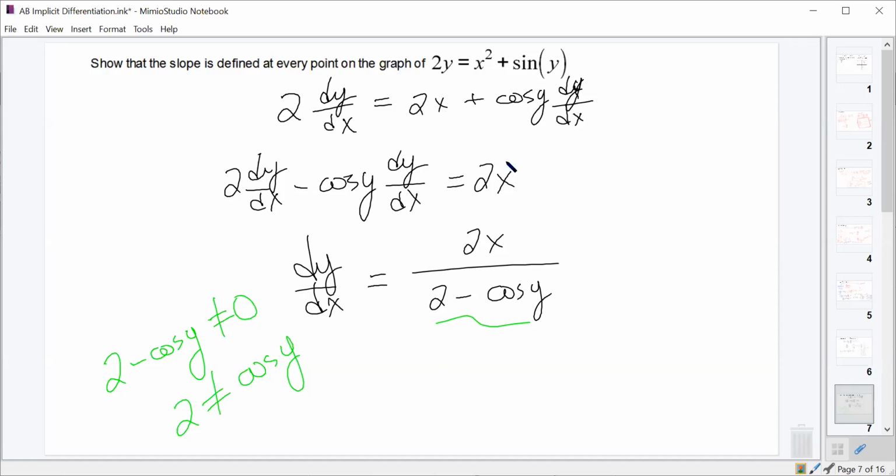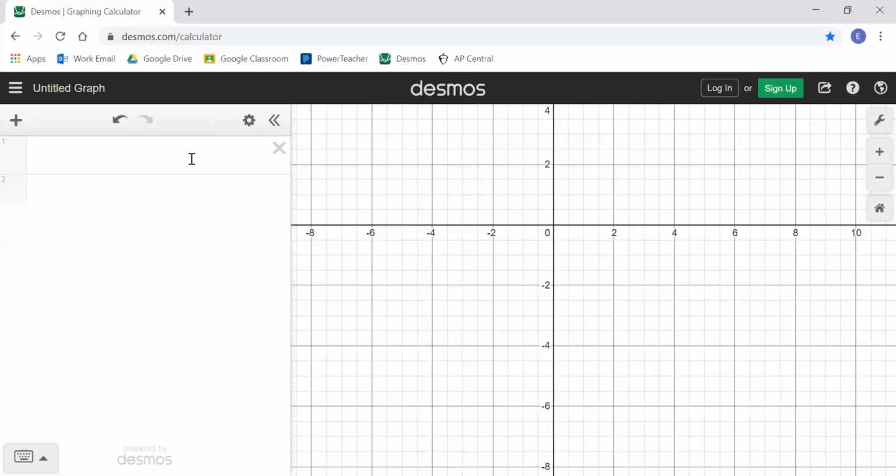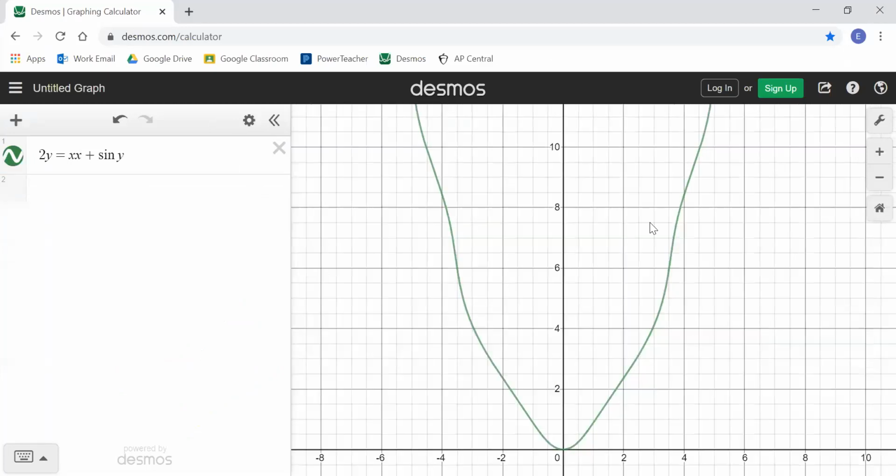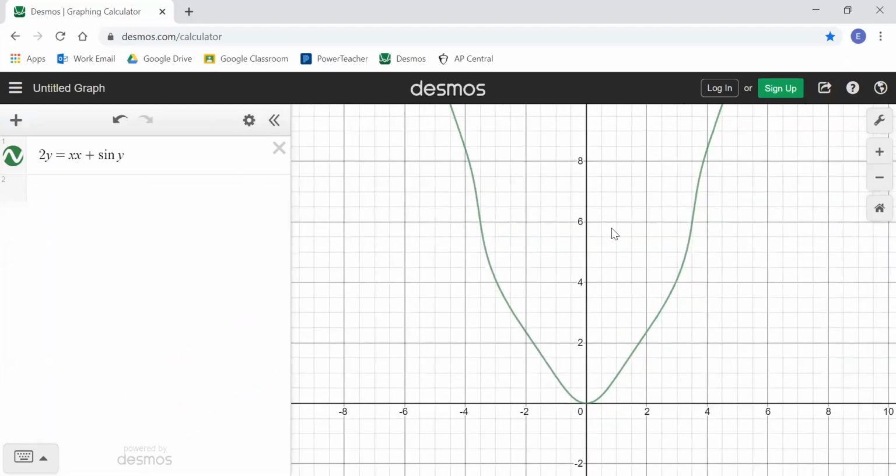Just for fun, because some of these are cool looking, let's take a look at the graph. We got 2y equals x squared plus sine y. This one's not very cool looking. It tries to be a parabola, but it's got these weird little oscillations to it. I guess maybe it's cool. But that's what the graph looks like, and we should be able to find slopes of tangent lines at any points that we could define on it if we wanted to. Any questions, or everybody good with that one?